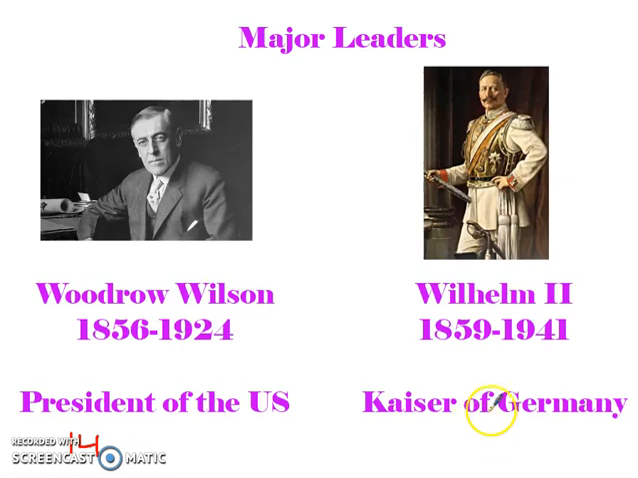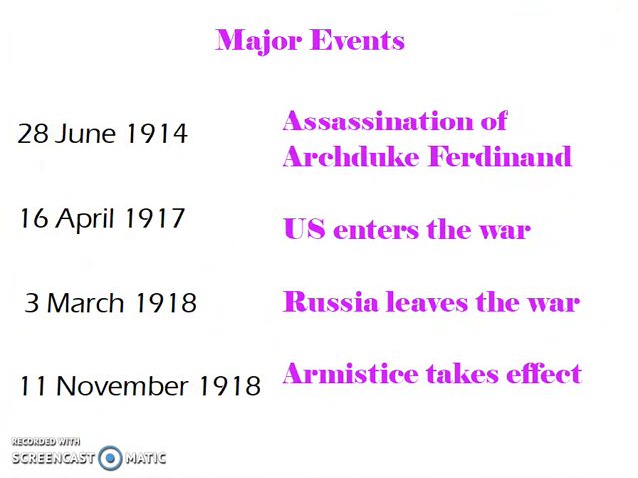And then you also need to know Kaiser Wilhelm II. He is the Kaiser, or the King of Germany. And he is alive through 1941, though he is no longer ruling by 1941 because Adolf Hitler comes to power in the 1930s. So there's only two gentlemen you have to know. And you actually only have to know 4 major events. We're going to go through them really quickly.